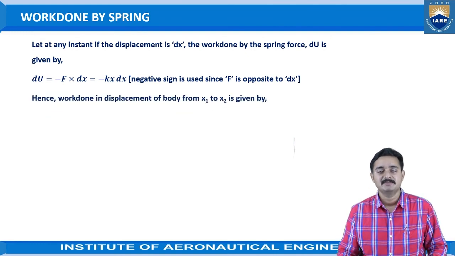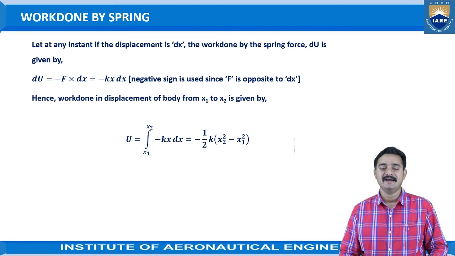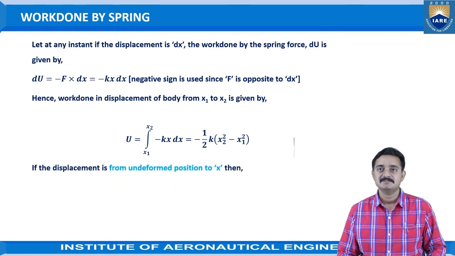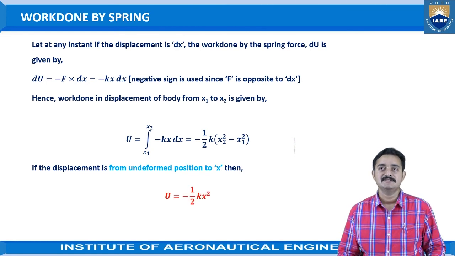Hence, the work done in displacement of a body from x1 to x2 is given by U is equal to the integral from x1 to x2 of minus kx dx, that is equal to minus 1 by 2 k into x2 square minus x1 square. If the displacement is from the undeformed position to x, then U is equal to minus 1 by 2 kx square.